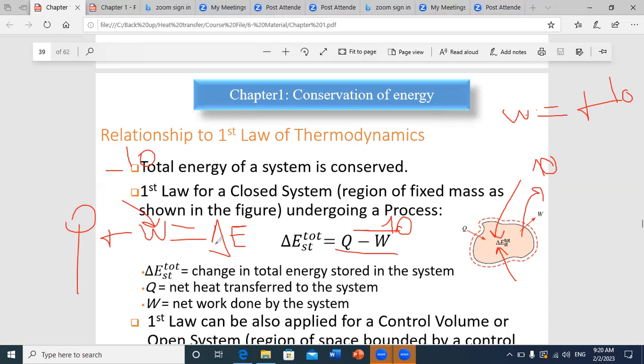The only difference is which W is considered positive and which W is considered negative. When you consider that W is positive when your system produces work, you should put a minus in the equation. And when you consider that W is positive when you put work on the system, then you put a positive sign here. And at the end, when you apply both, they will give you the same result. Okay?